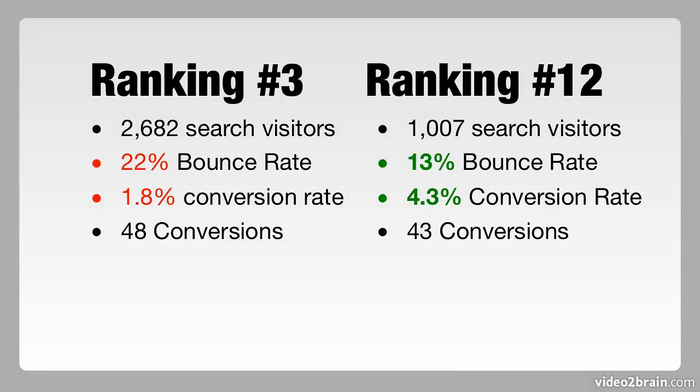Now, lead generation has a unique problem, and that's in the analytics. You see, in this example, where a company had one word that was ranking number 3, and that same word was ranking number 12, people behaved very differently coming in at different places on the site. That number 3 ranking was the home page, and it resulted in 48 conversions. The number 12 ranking was a product page, and it resulted in 43 conversions.